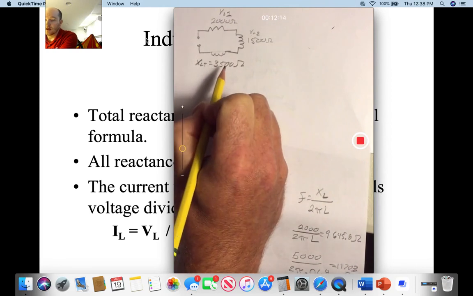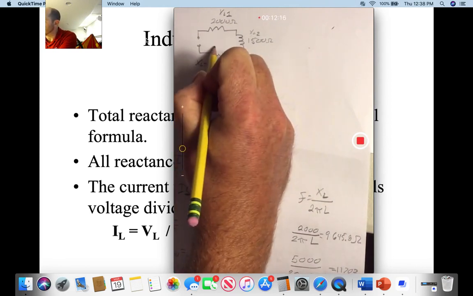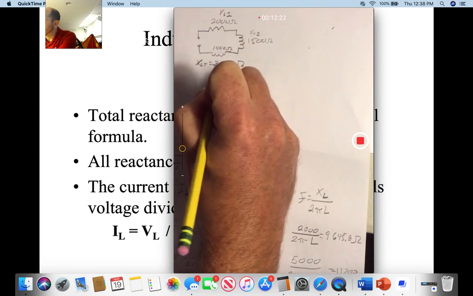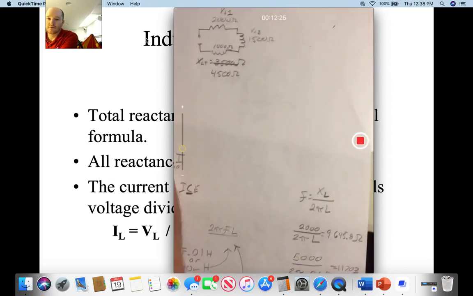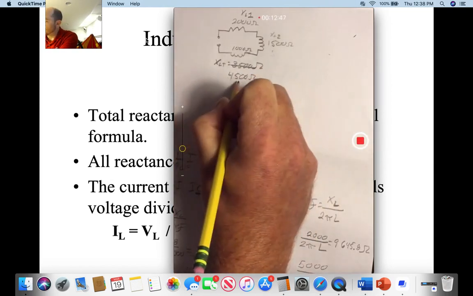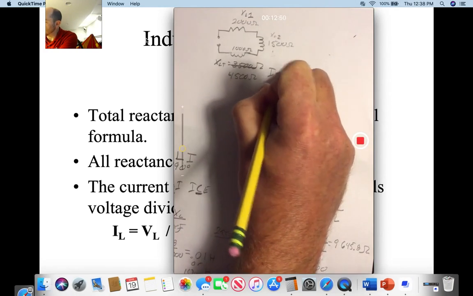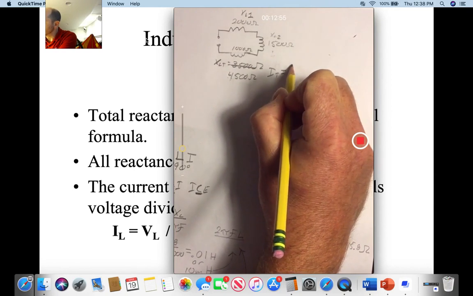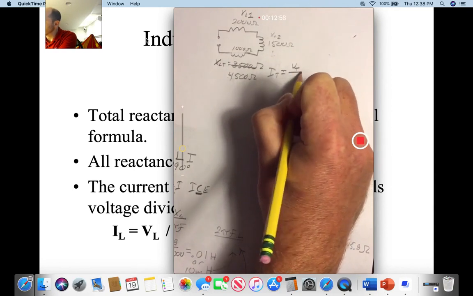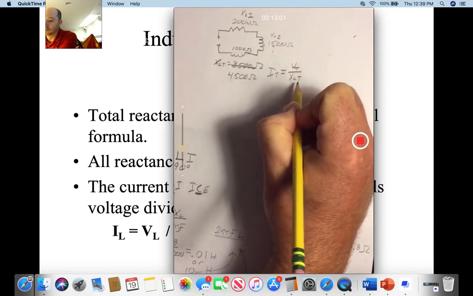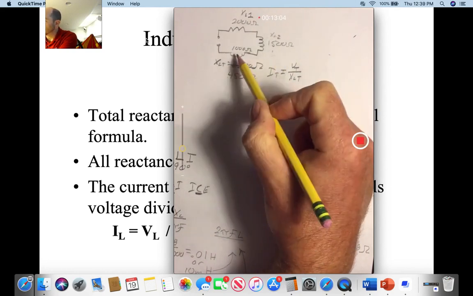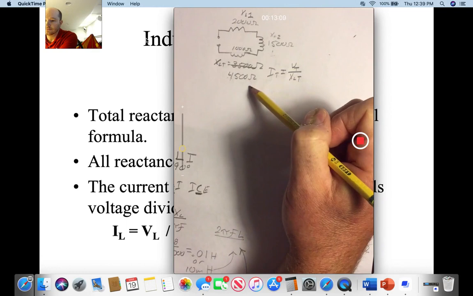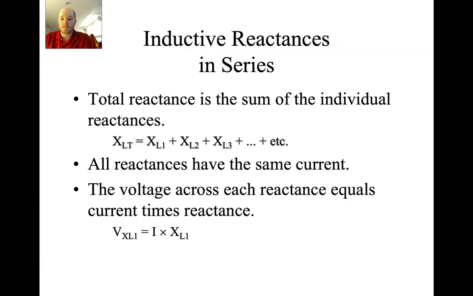All right, now if I added another one, let's just say this one's 1,000 ohms. My new X of L would be 4,500. Now my I total, there's a couple of ways to do this, would equal voltage total divided by X of L total, all right? Or I could take the voltage drop across any of these individual ones and divide it by that value, okay?